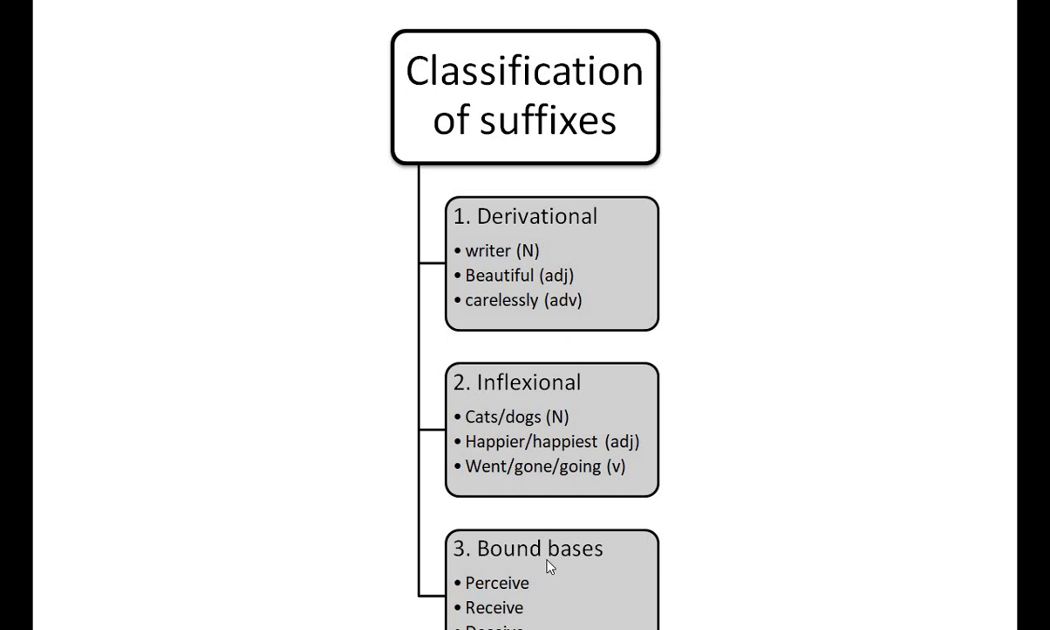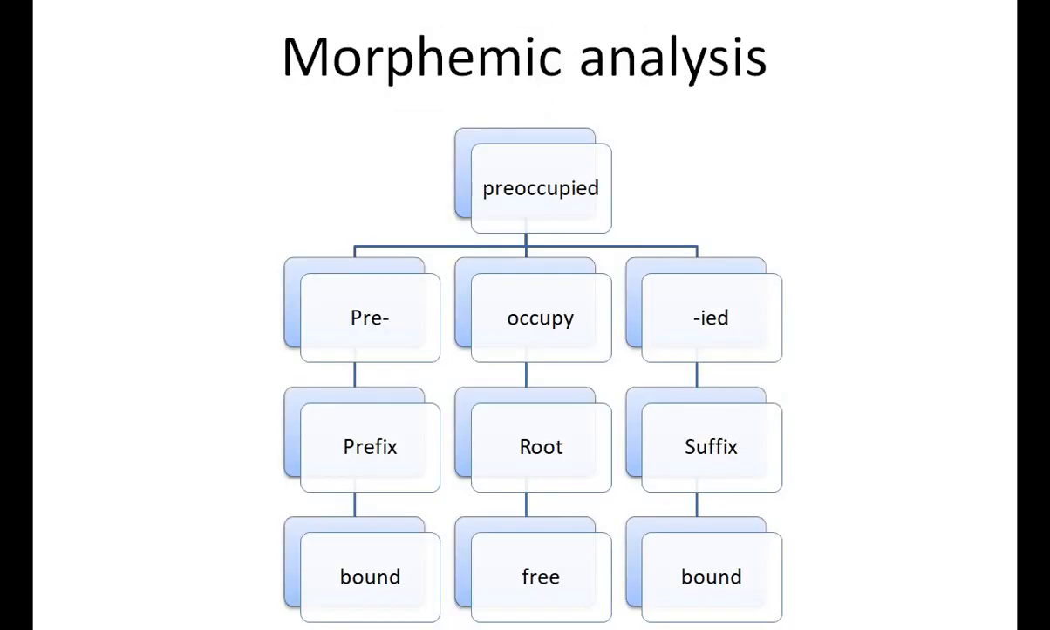Okay, so there are bound bases, the bases which cannot be dissected or changed. They are perceive, receive, and deceive. Next we have morphemic analysis. This you will do yourself. We have the word preoccupied, and there are three morphemes here. Just look at how they are divided into their classifications: prefix, root, and suffix. The prefix is a bound morpheme, the root is a free morpheme, and the suffix is again a bound morpheme. So this is how you do morphemic analysis.